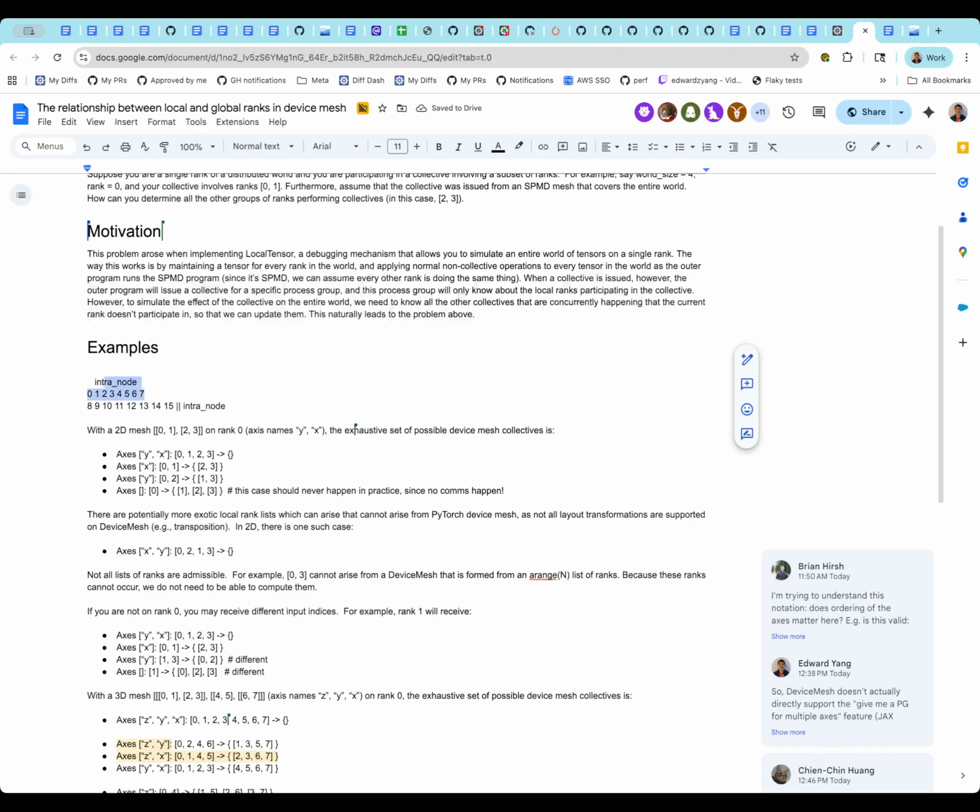So this is all the things in one node, and this is all the things on the second node. Now hopefully it's intuitively obvious who communicates. If I want to do communication on intranode, meaning inside of a node, then clearly these are all the GPUs that will communicate with each other, and these are all the GPUs that will communicate with each other as well.